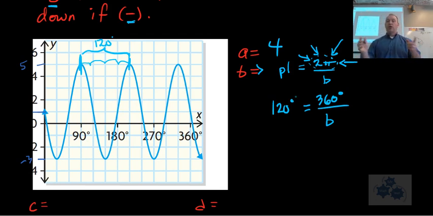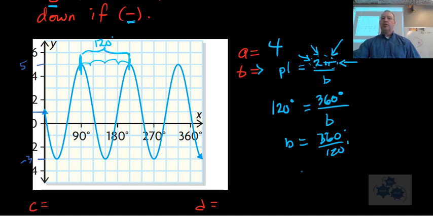See? You can solve for B. So B is 360 over 120. What's that? 3? Okay. That's a 3, and it's a 6.